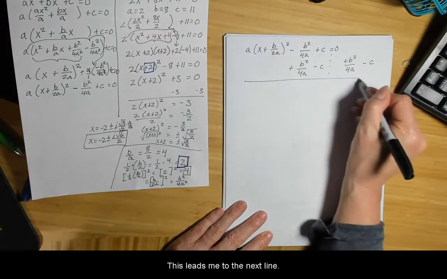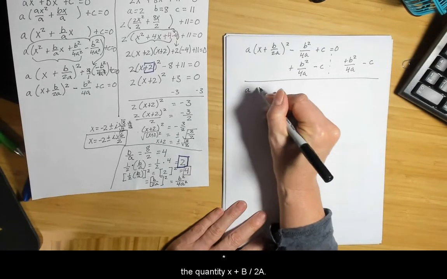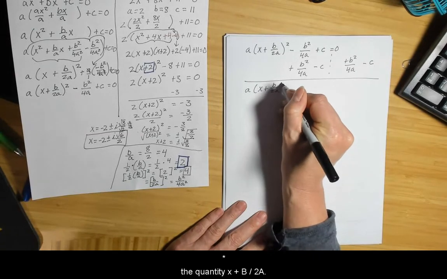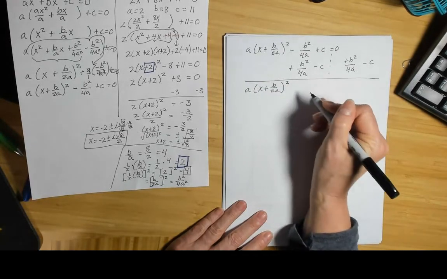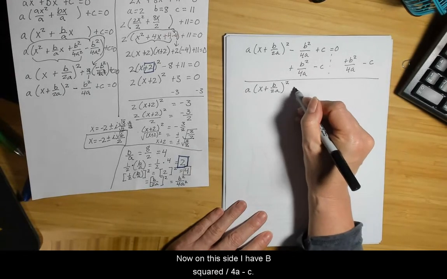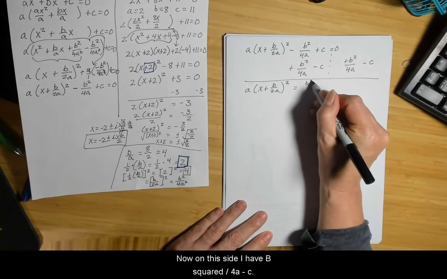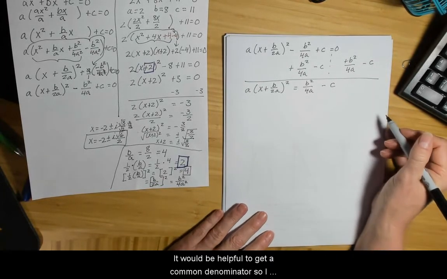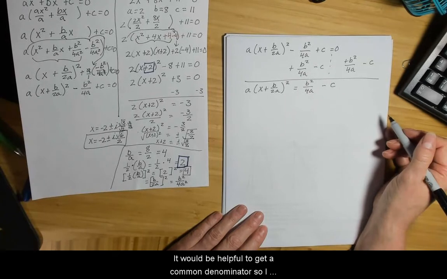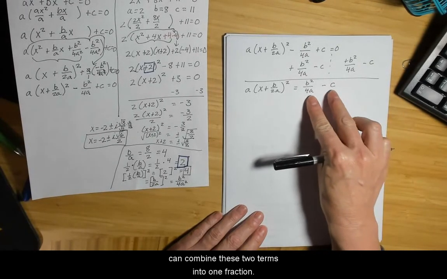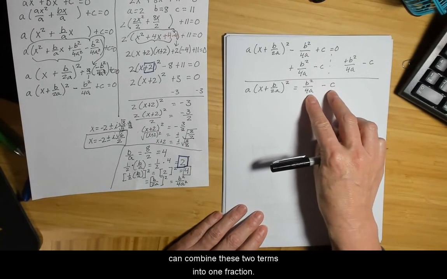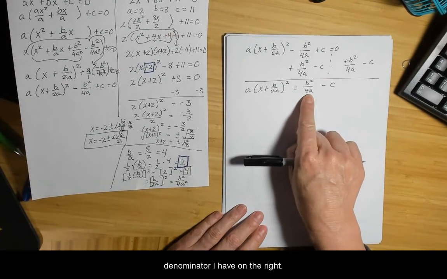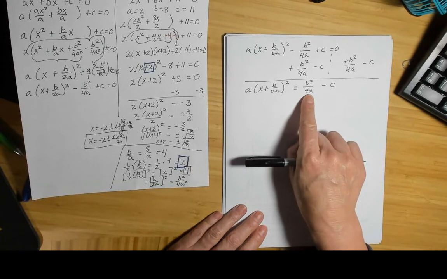This leads me to the next line, which is a times the quantity x plus b over 2a all squared. Now on this side, I have b squared divided by 4a minus c. It would be helpful to get a common denominator so I can combine these two terms into one fraction. The common denominator will have to be the only denominator I have on the right, which is 4a.